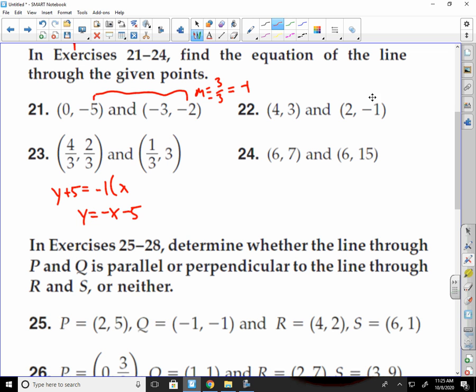Number 22, find our slope first. Negative 1 minus 3, that's negative 4. 2 minus 4, that's negative 2. Negative 4 over negative 2 is 2.